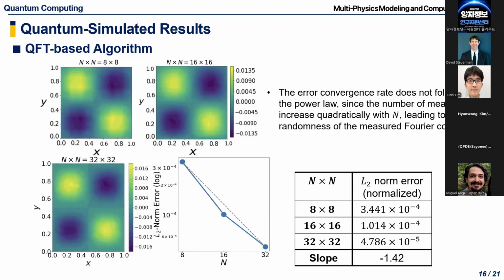And the QFT-based algorithm was simulated for n equals 8, 16 and 32. And additionally, we plotted the error convergence rate. But as you can see, the convergence rate does not follow exactly the power law, because when plotted logarithmically, if it followed the power law directly, it should display as linear, but it's not linear. And this is because the number of measurements increases faster than quadratically with increasing n, which increases the randomness of the measurement for a larger n.